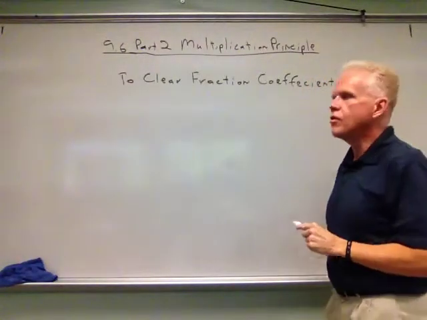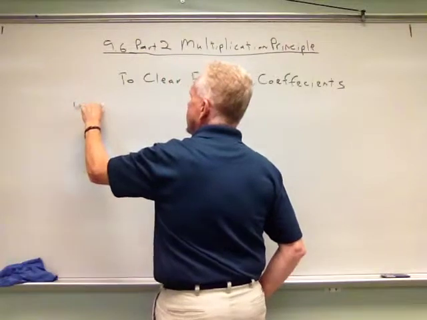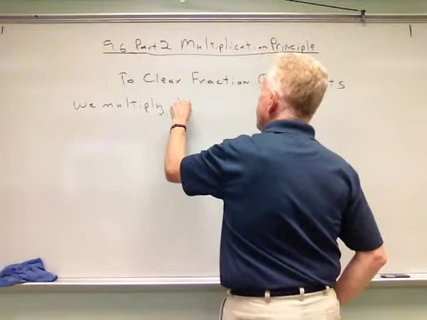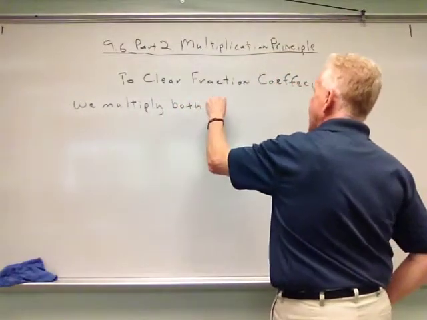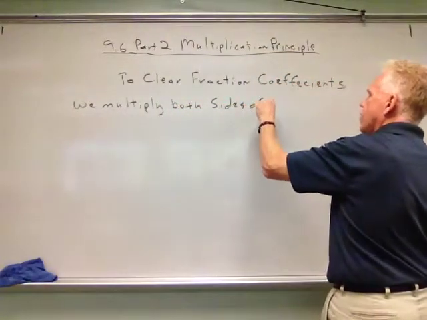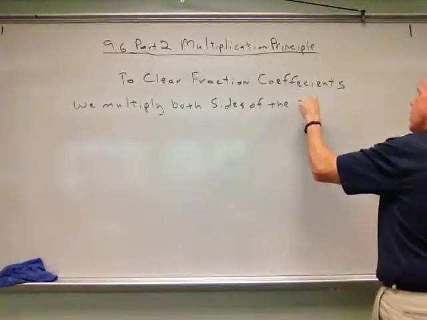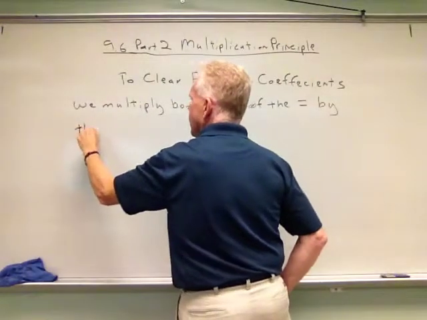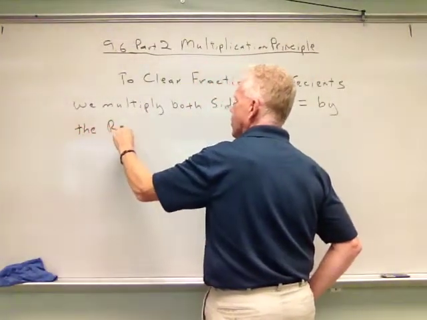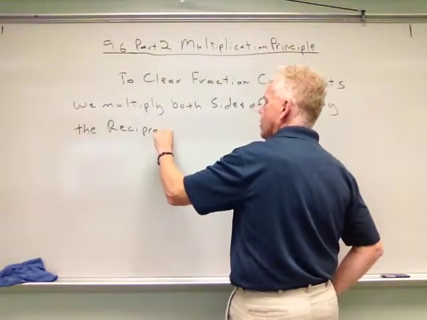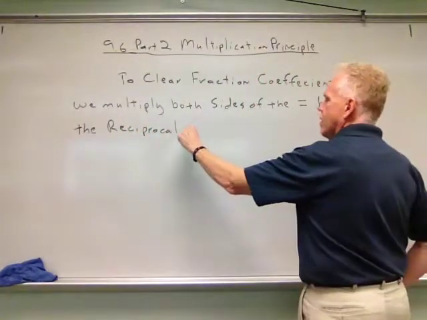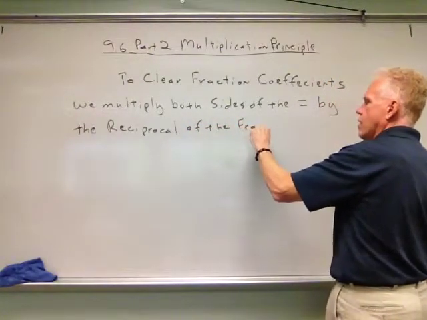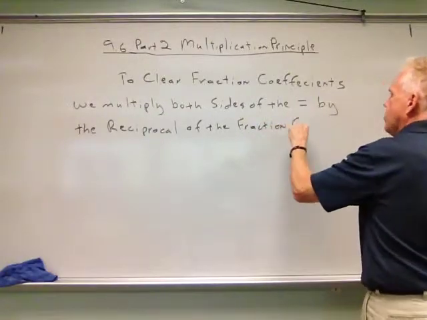To clear fraction coefficients, we multiply both sides of the equal or the equation by the reciprocal of the fraction coefficient.